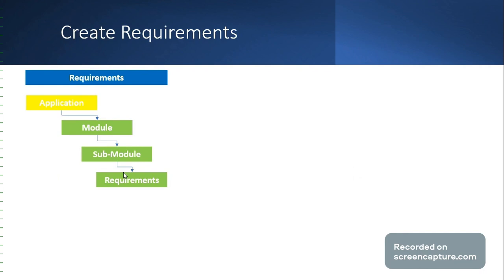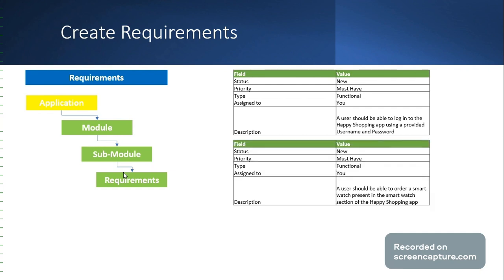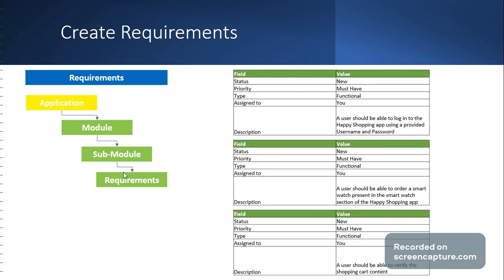Now let us see how we can create requirements. We should structure an application by the functionality that it provides within a system. For the first requirement, we can create a module called login page and place the requirements as per the mentioned details. Similarly, we would be creating the other two requirements. So basically we have the application name. Under that we will be creating a module. Under the module we can have a submodule, and finally we will place our requirements in it.